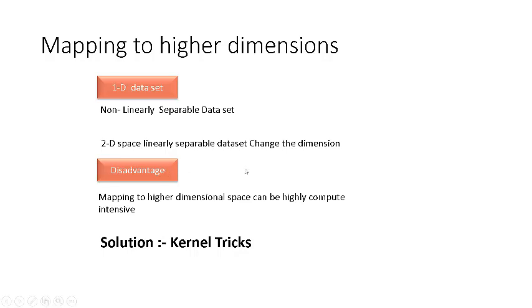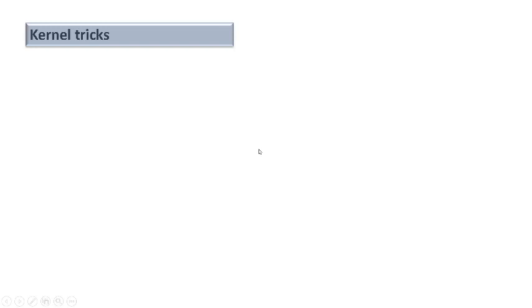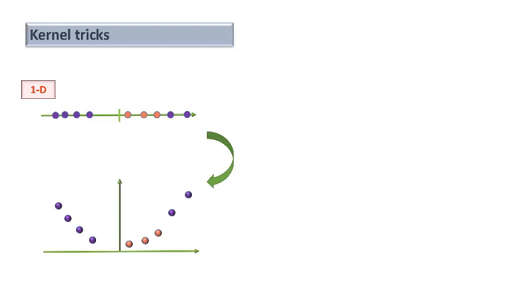So I will first go through the 1D dataset visualization. Here is a 1D data representation, and this data is non-linearly separable. In these points you can see that the violet dots and the red dots are two different classes, but we cannot put a straight line between them. We cannot separate them linearly properly, otherwise they are misclassified, right? So what should I do?